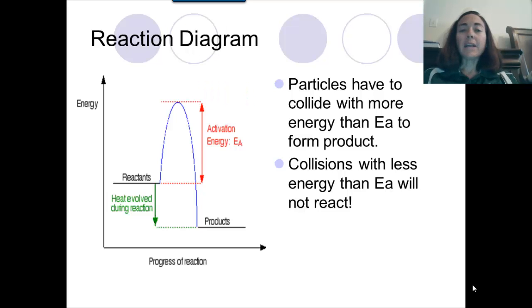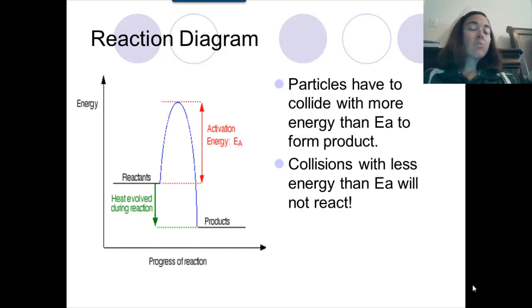Now in this reaction diagram, the reactants, the materials you start with, are on the left side of the graph. And that hill that's in the middle is the activation energy. This is the amount of energy that the particles have to have in order for a reaction to occur. So the molecules have to be able to overcome that hill to be able to become a product.